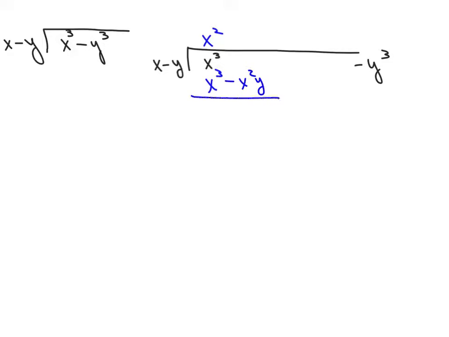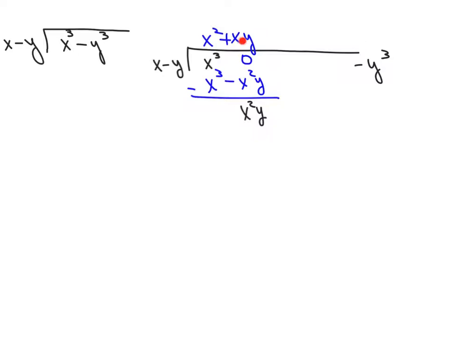Okay, once I do that, then I draw my line and I subtract. This gives me 0. 0 minus negative x squared y gives me a positive x squared y. Now I divide x into x squared y. X goes into x squared. X times, it does not go into y, so the y just goes up there.